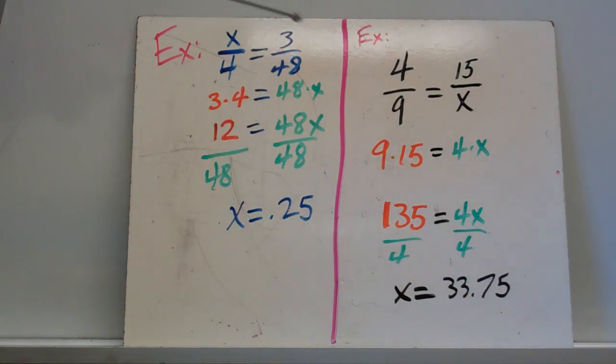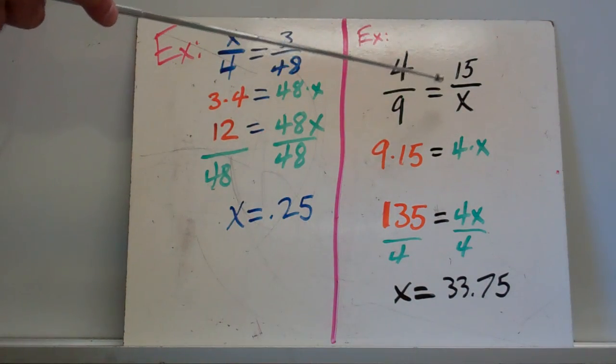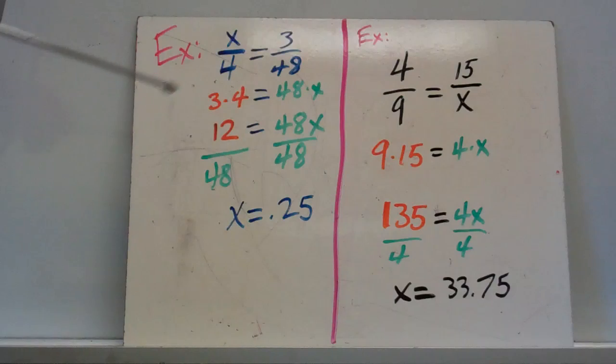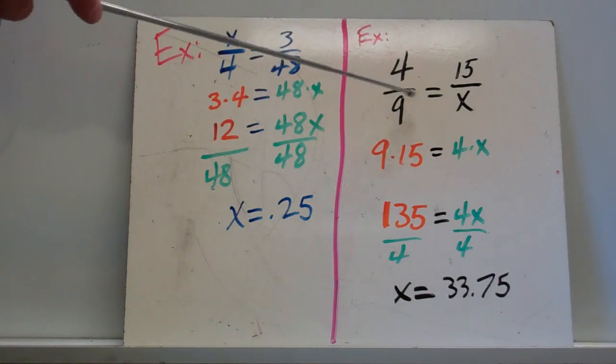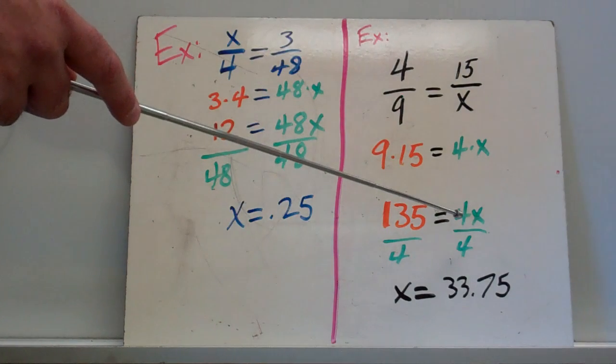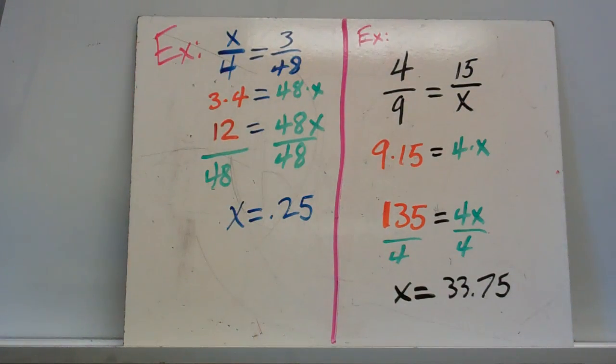And then on this example, we have 4/9, and that is equivalent to 15 over x. Again, we cross multiply 9 times 15 and 4 times x, so we get 135 and 4x. We divide both sides by 4, and we are left with x to be 33.75.